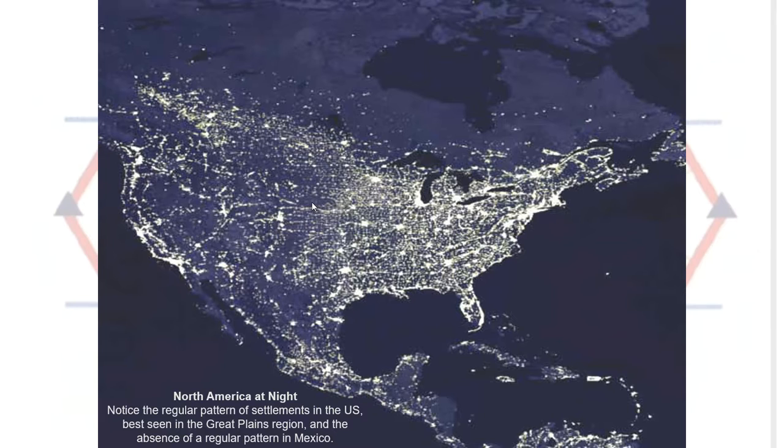If you look out west toward Nevada, there are mountains and deserts, and that affects where people live. And if you look at Canada, obviously the further north you go, the smaller the population centers are because of the climate.